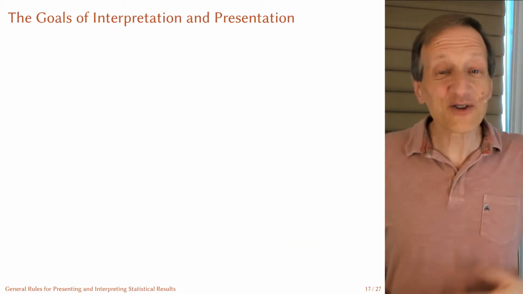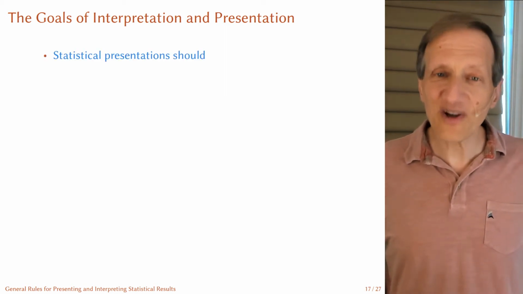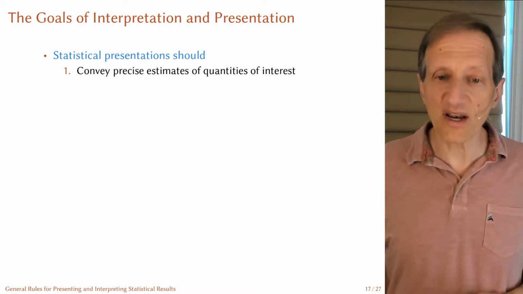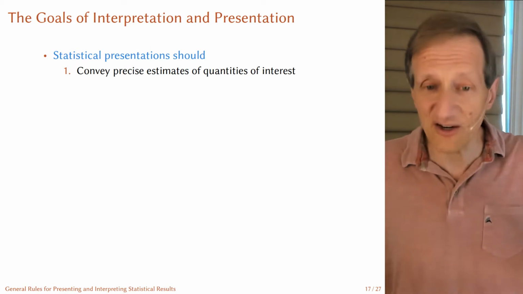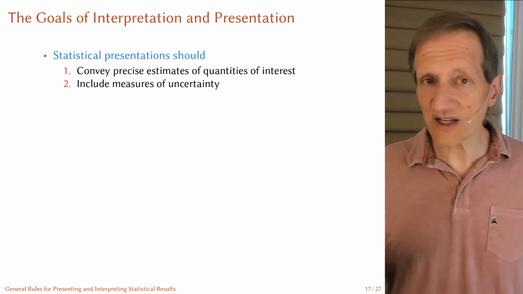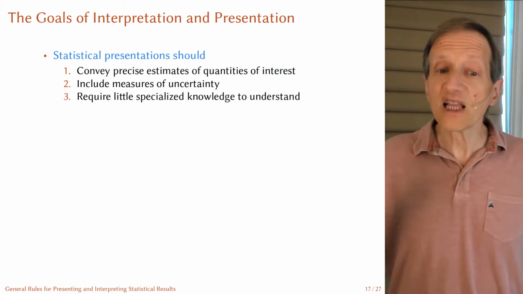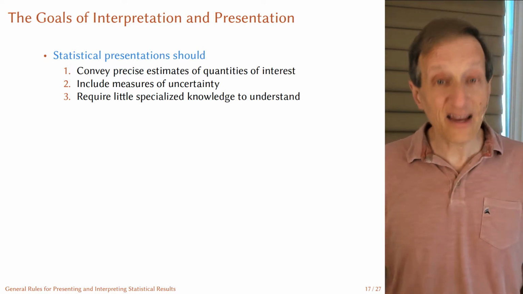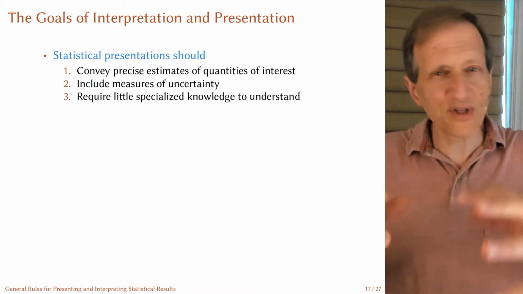All right, first of all, what are the goals of interpretation and presentation? Statistical presentations should do four things. They should convey precise estimates of the quantity of interest, and there should be a quantity of interest that you can identify that others really have an interest in. Second, they must include measures of uncertainty: every point estimate must come with a measure of uncertainty. Third, there should be little specialized knowledge required to understand the estimate of the quantity of interest. That's a really important step because remember, we're in this for the substance, not for the methods.